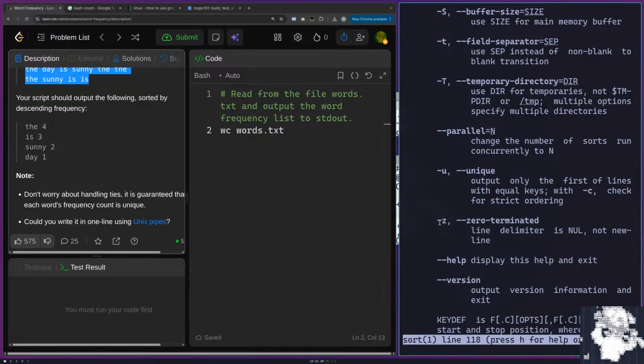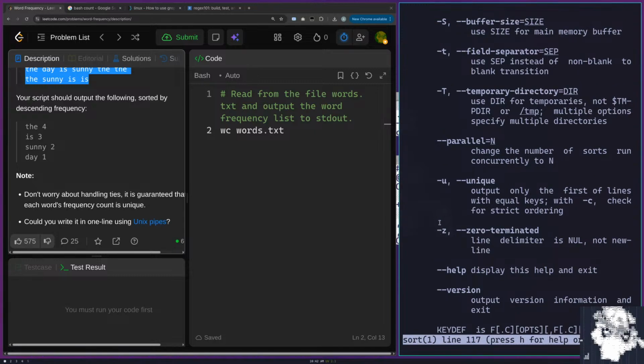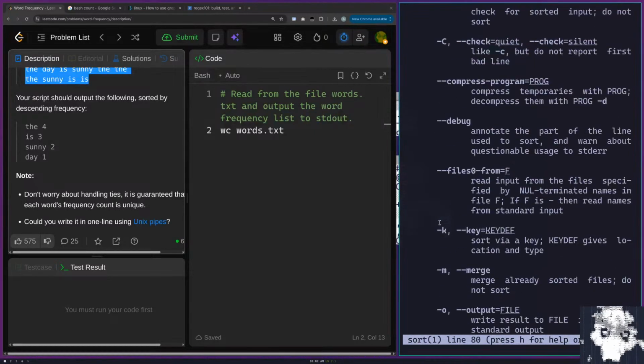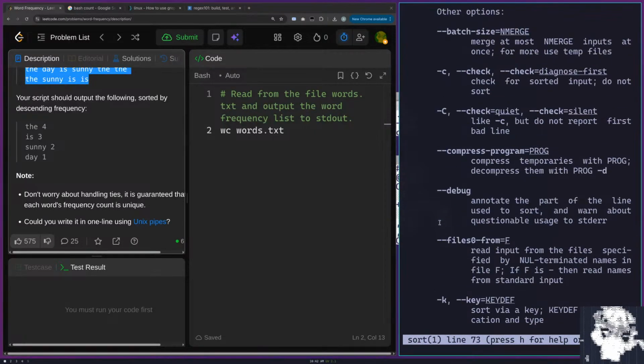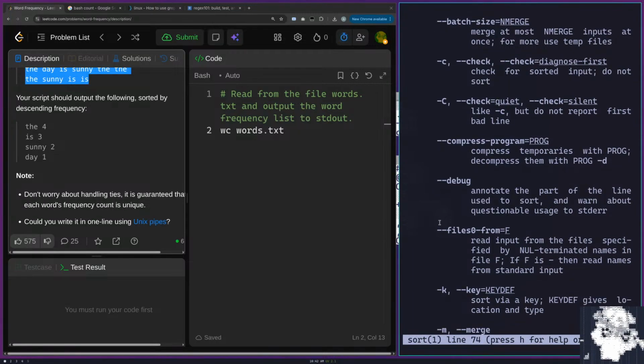U unique, output only the first of lines with equal keys. With -C, check for strict ordering. What's -C? Check. Check for sorted input, do not sort.